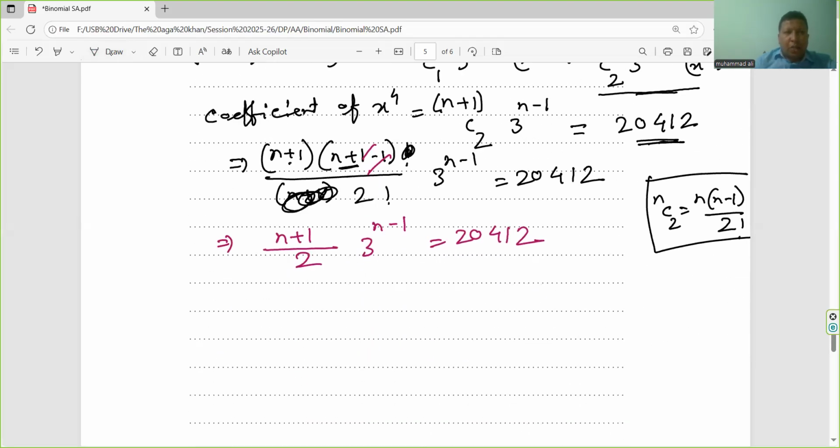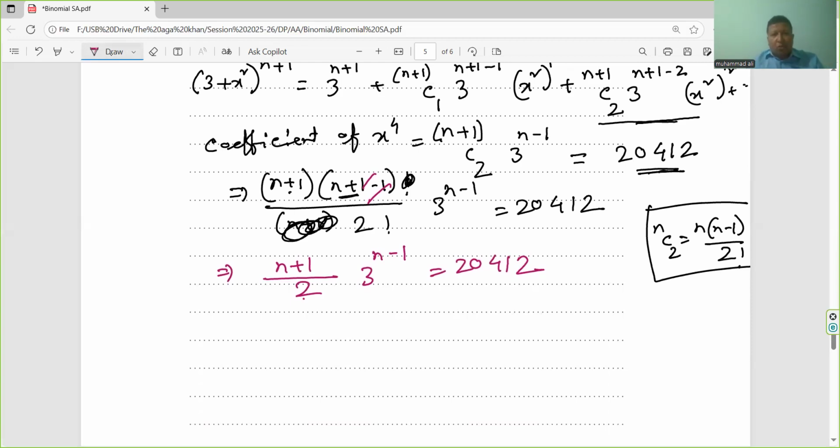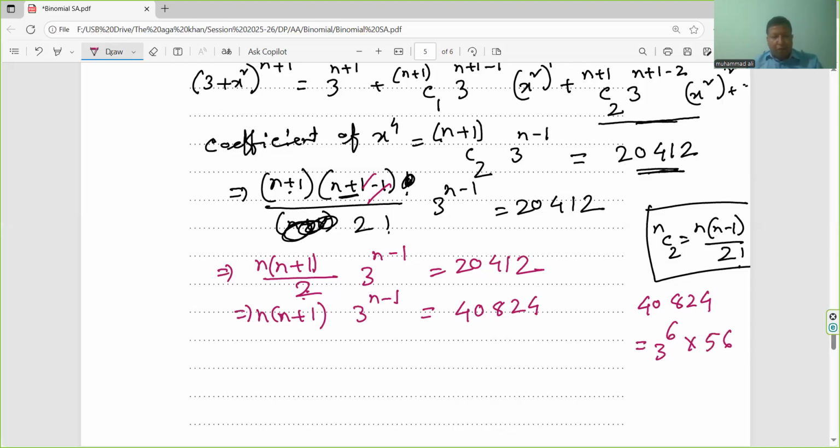This part is a little bit different. We have to factorize. Multiplying by 2, we get n(n+1) times 3 to the power n − 1. When 2 multiplies with 20,412, we get 40,824. If we factorize 40,824, we get 3 to the power 6 multiplied by 56.